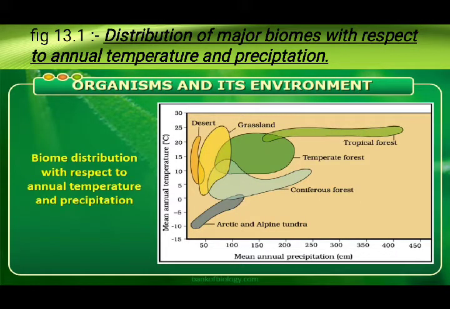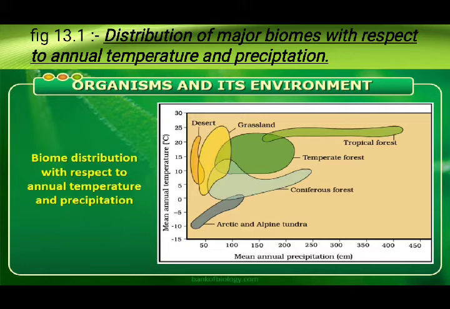Now, this chart or graph represents the distribution of major biomes with respect to annual temperature and precipitation. According to this graph, tropical forest has the highest mean annual precipitation and mean annual temperature. Why is it so? Because tropical forest lies on the equator of the earth, and due to the direct incidence of sunlight, it has the highest mean annual precipitation and mean annual temperature.